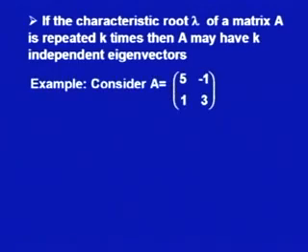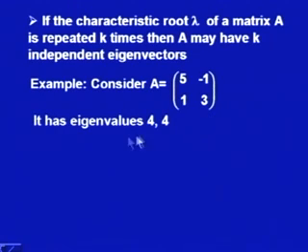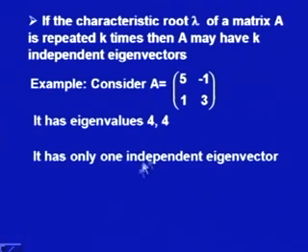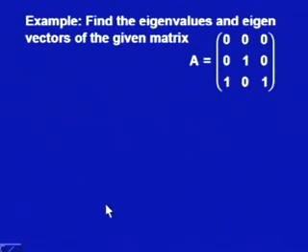We have discussed an example in which A is a 2 by 2 matrix, 5 minus 1, 1 3. We obtained its eigenvalues as 4 and 4. So, the eigenvalues are repeated, and we could find only one independent eigenvector in this example. So, for the repeated roots, we got only one eigenvector.